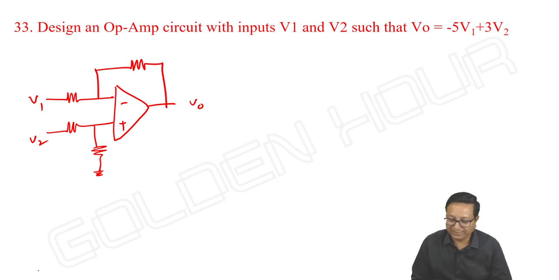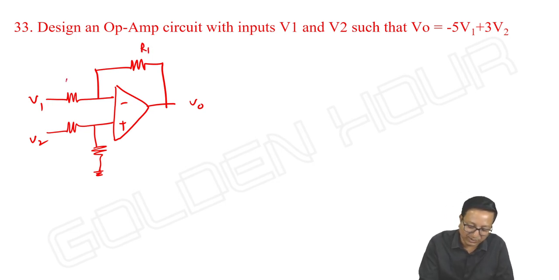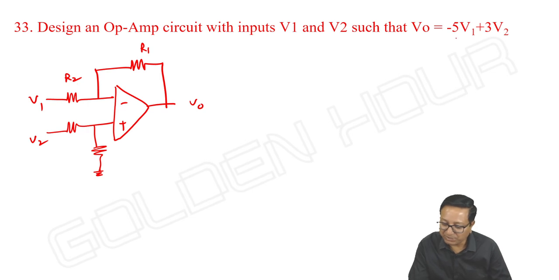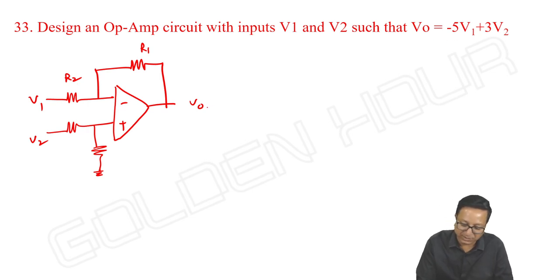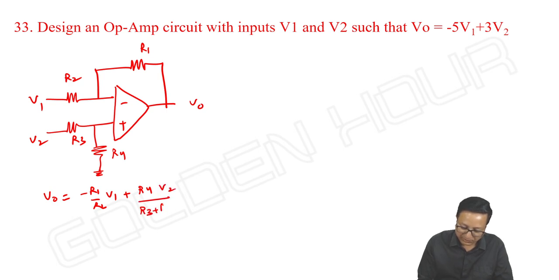How do we choose the resistors? R1, R2. We know V output is equal to minus R1 by R2 into V1. And with respect to V2, what do we write? It is R4, R3. So R4 into V2 by R3 plus R4. Of course, this is multiplied with 1 plus R1 by R2.